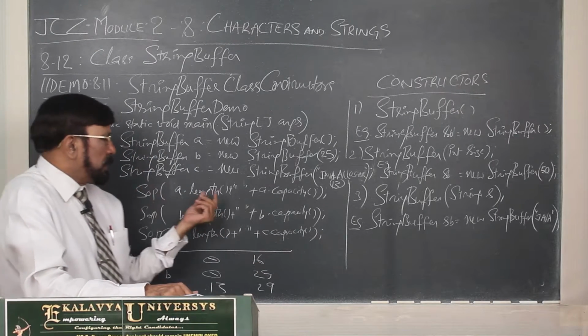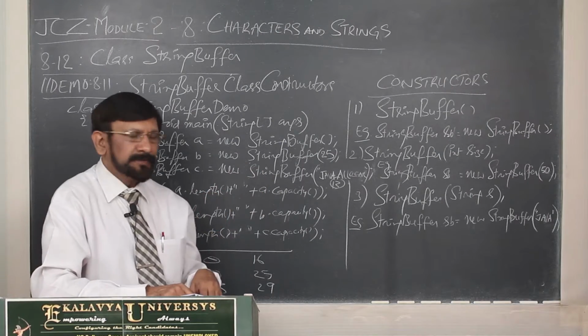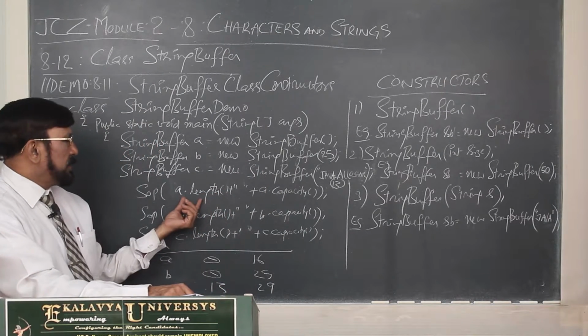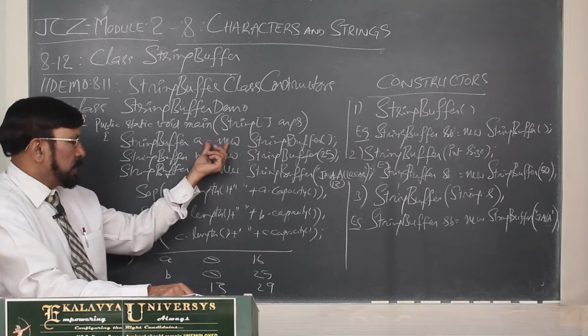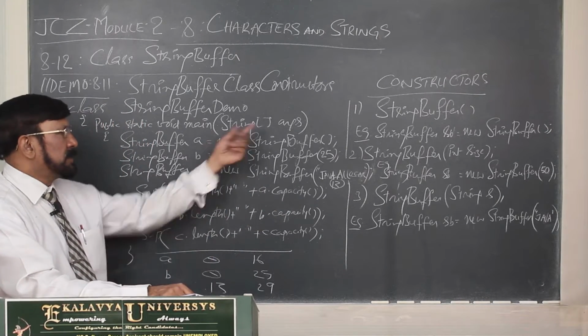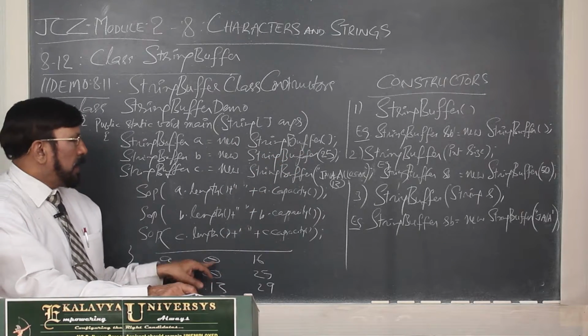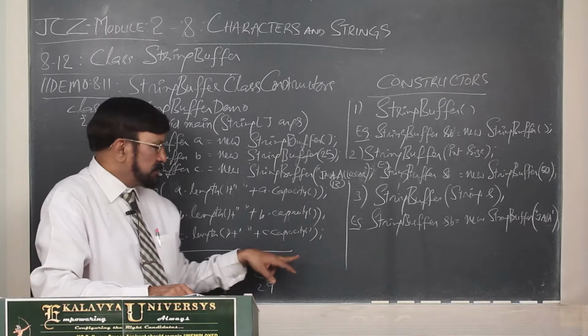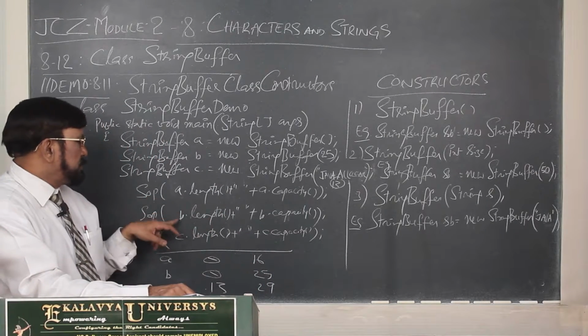Now let us apply the instance methods length and capacity. You see a.length(), a.capacity(), the first one I am talking about. Length, because we did not initialize it, is 0, and the default capacity is 16 as far as A is concerned. Next you take B.